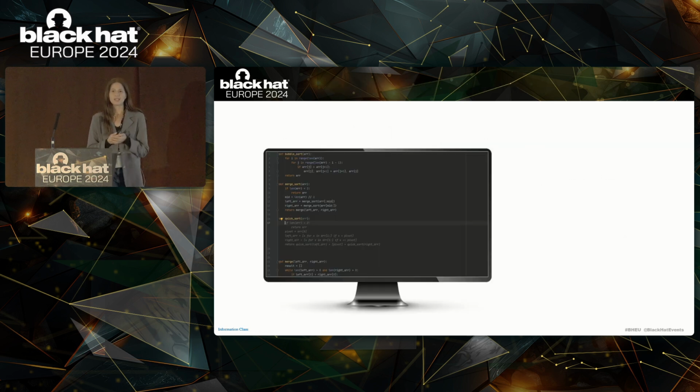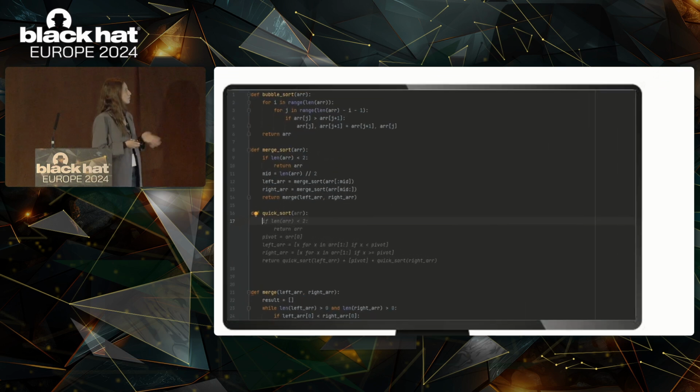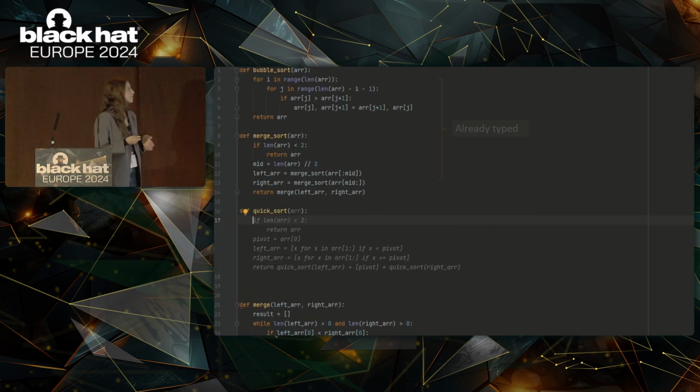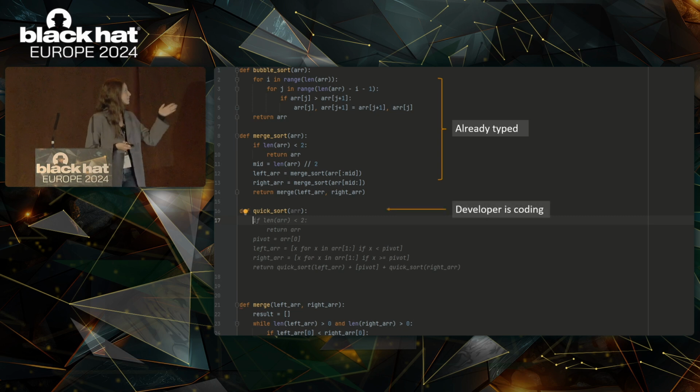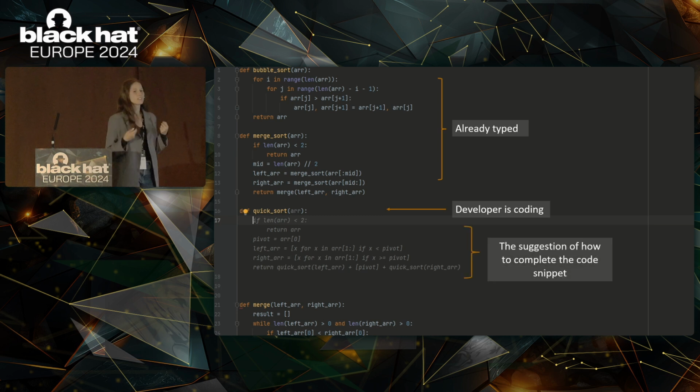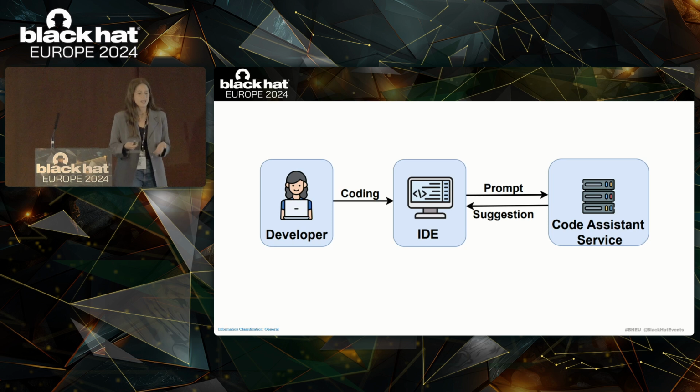For those of you who don't know how it actually works, I would like to present a quick example now. Let's look at the screen. Let's say that this is what the developer already typed. Let's say that this is the cursor position, which means where the developer is currently coding. And here in gray, you can find the suggestions that were offered by the AI code assistant of how to complete the code.